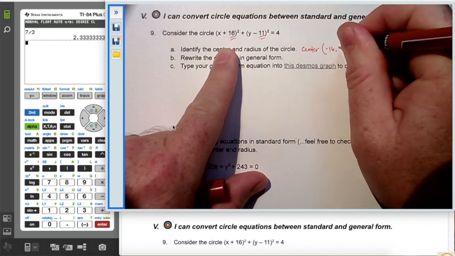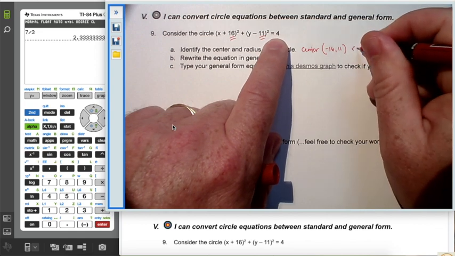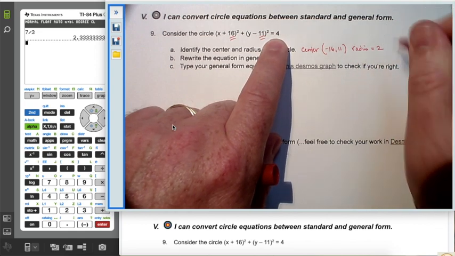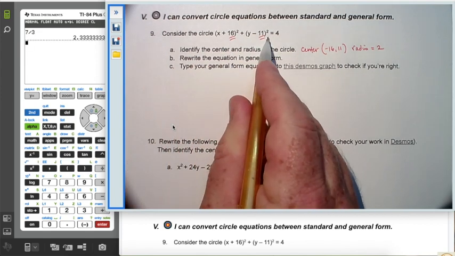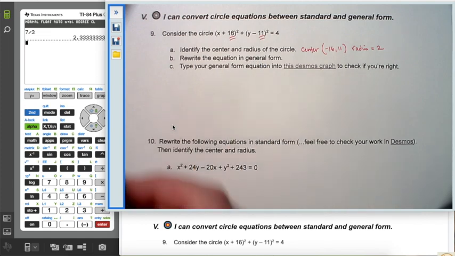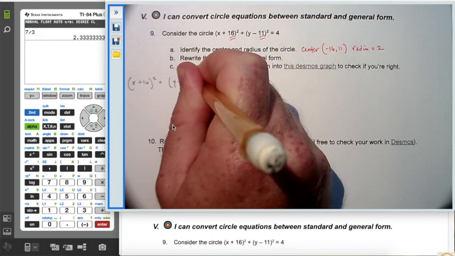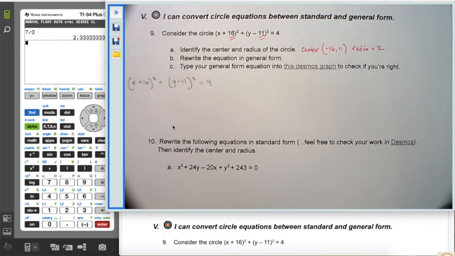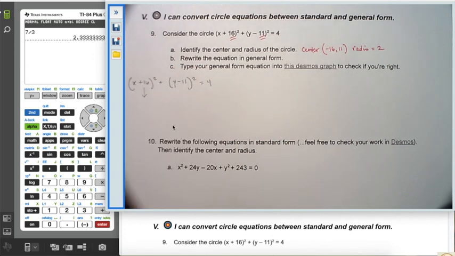That means the center is going to be negative 16, positive 11, and the radius would just be the square root of that number, which is square root of 4 is 2. Alright, for the next step, we're going to rewrite the equation in general form, which means we're going to have to expand those binomials and combine like terms. So I'm going to take my x minus 16 squared, my y minus 11 squared equals 4, and I'm going to start foiling things out.